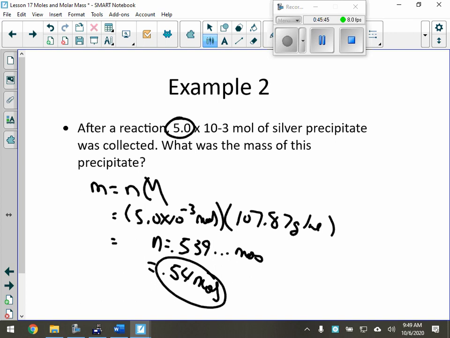0.539? No, yes, no? Is that okay? What? Did I screw up? Oh, grams. Grams. That's what I meant to say. Grams. Mass. This is what happens. Good? Okay, grams. Questions, anyone?